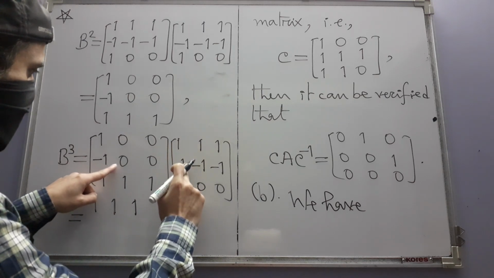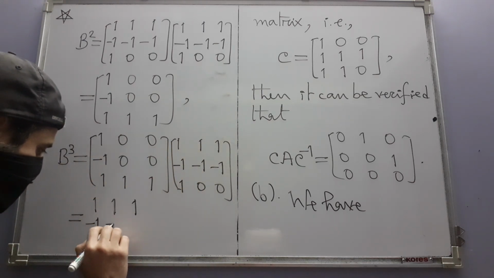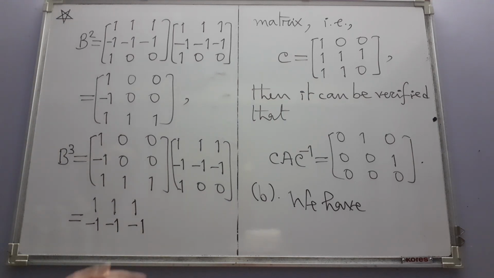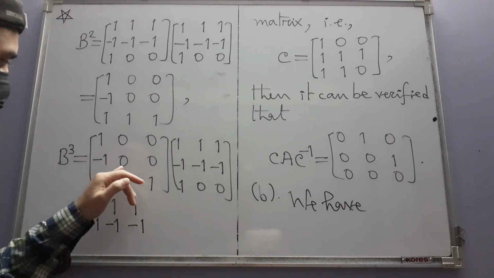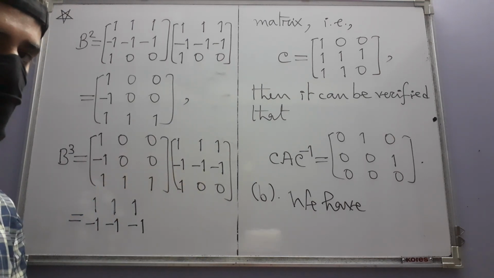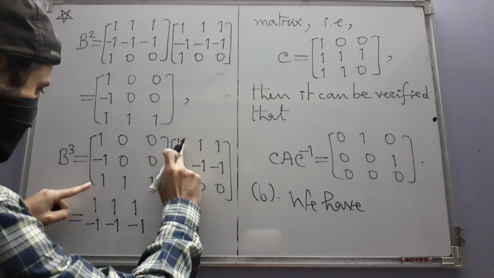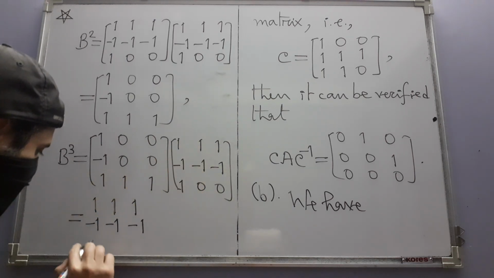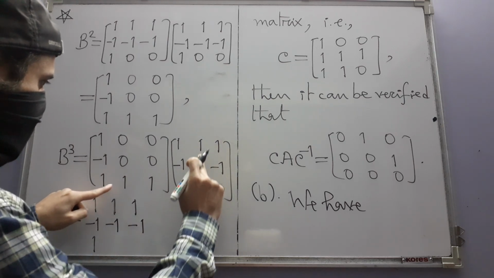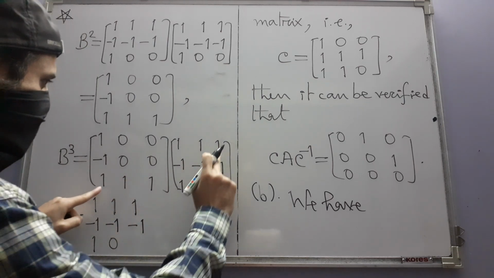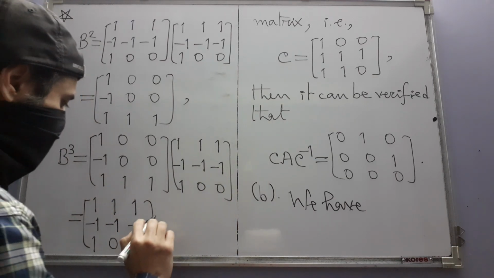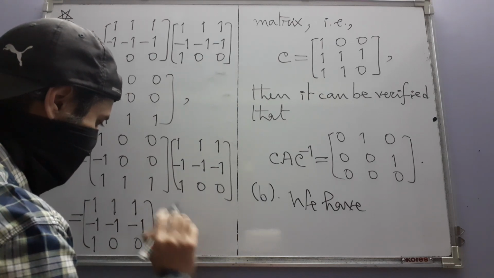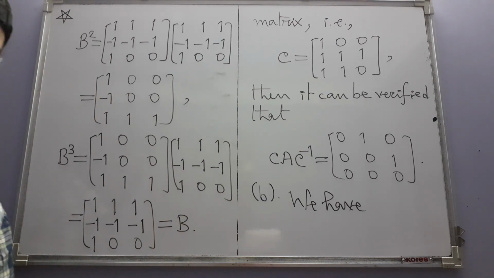Next, minus 1, 0. So similarly, this one is going to be minus 1, minus 1, minus 1, because minus 1 gets multiplied with the first element of each column. The others are going to get multiplied with 0, so they are not going to have any effect. Next, 1, minus 1, 1, and so on. You see that very nicely, B itself has come back. It is just the matrix B itself.